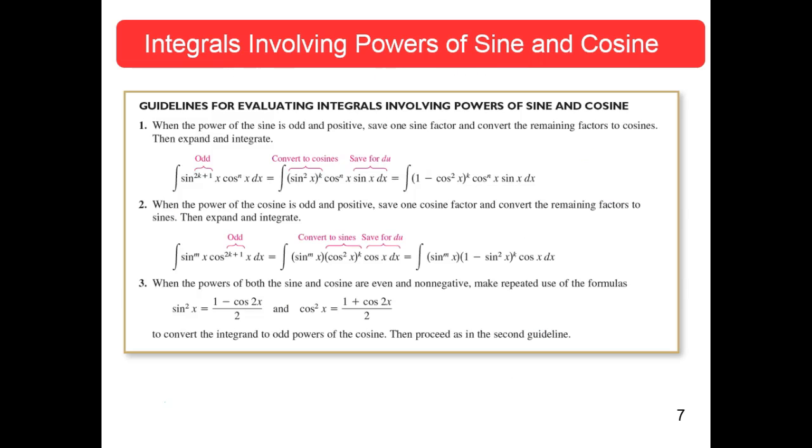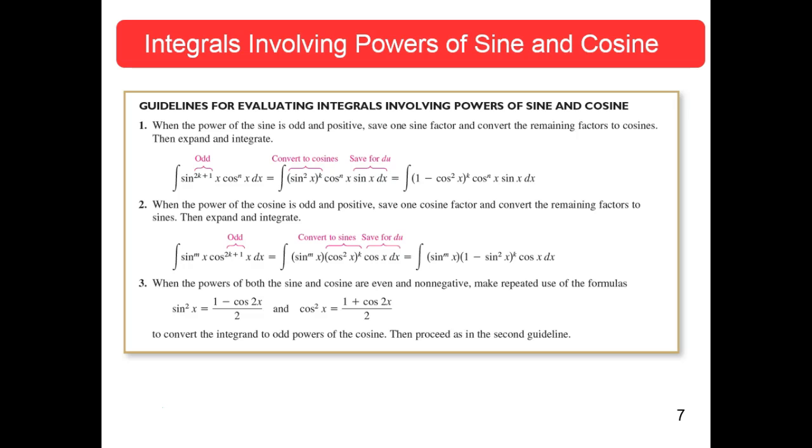Let's actually get into it. Here are the guidelines for evaluating integrals involving powers of sine and cosine. We're not going to mess with tangent and secant right now. Sines and cosines. When the power of sine is odd, and positive of course, save one sine factor off by itself and convert the other remaining factors to cosine using the Pythagorean identity. We'll show how to do it in a minute. Then expand and integrate.